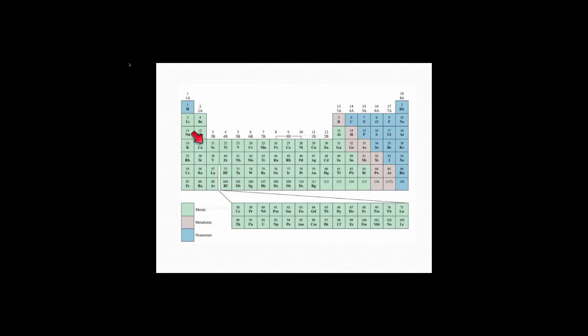The rows of elements are called periods because their chemical properties change gradually as you move from left to right in a sort of periodic fashion.